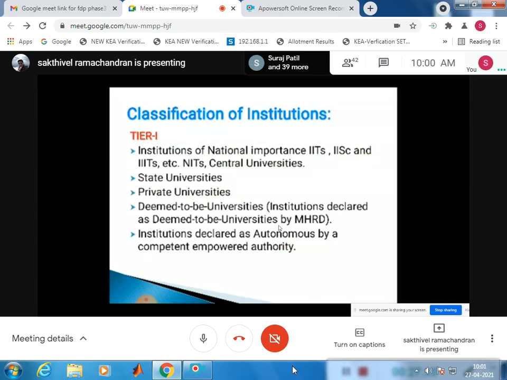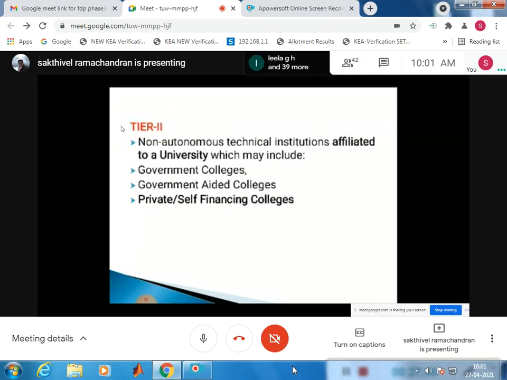So how is this NBA providing accreditation? Basically, it classifies the institution under two headings. One is Tier 1 and Tier 2. In Tier 1, what they do is, they bring out all the top IITs, IISCs, IIITs, NITs, central universities, state universities, private universities, deemed to be universities, autonomous institutions. All this have been brought under Tier 1. Whereas in Tier 2, it's basically non-autonomous institutions.